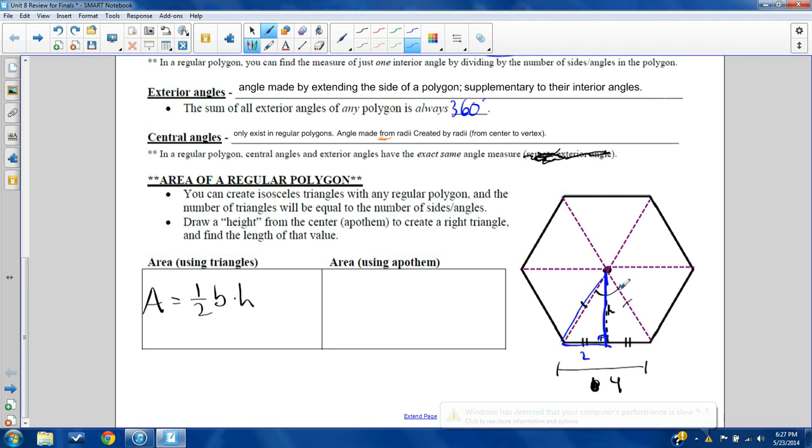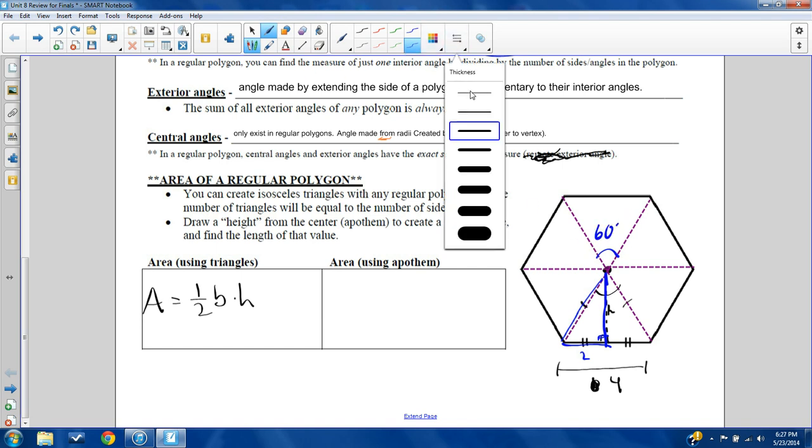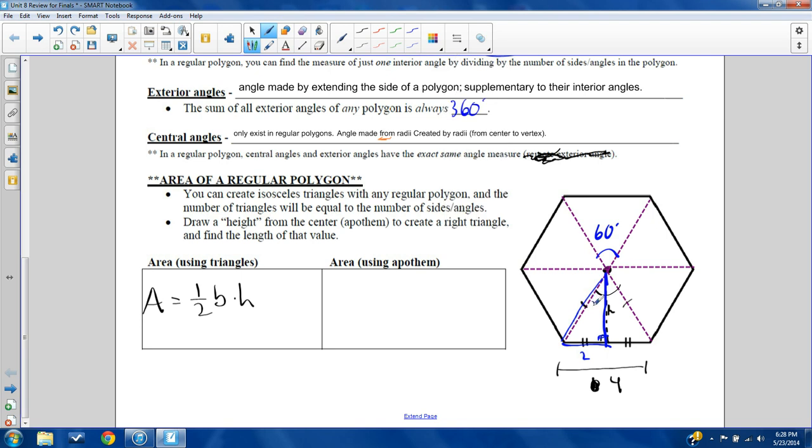If I just find the central angle, which we knew was 60, the entire measure of this guy was 60. We've got to find half of it, just this little guy right in here. So 1/2 of 60 is 30. So now I'm looking at a right triangle where I have an angle right here that's 30. You know that's 60. It's a 30-60-90 special triangle. I know this length is 2. I can find h in many ways now.